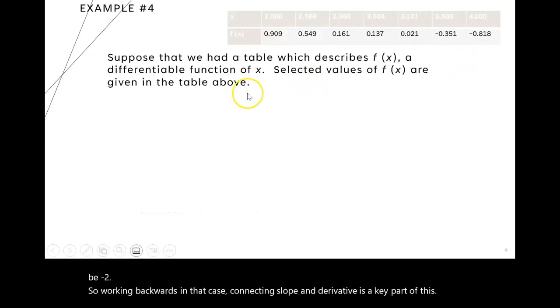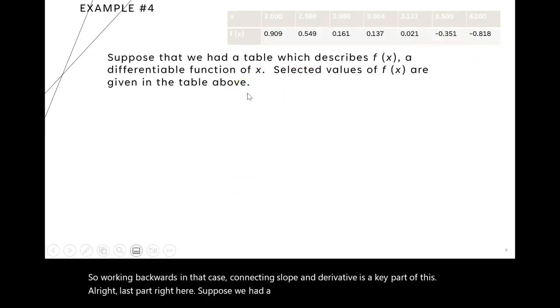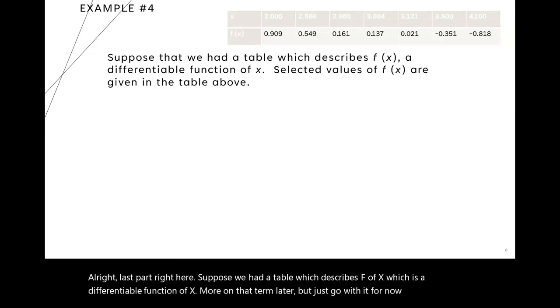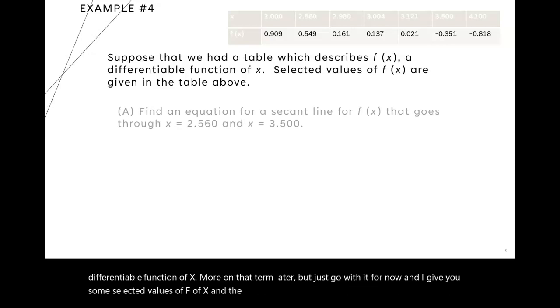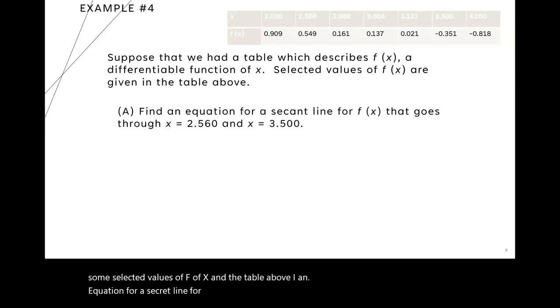All right, last part right here. Suppose we had a table which describes f of x, which is a differentiable function of x. More on that term later, but just go with it for now. And I give you some selected values of f of x in the table above. Find an equation for a secant line for f of x that goes through x equals 2.560 and 3.500.